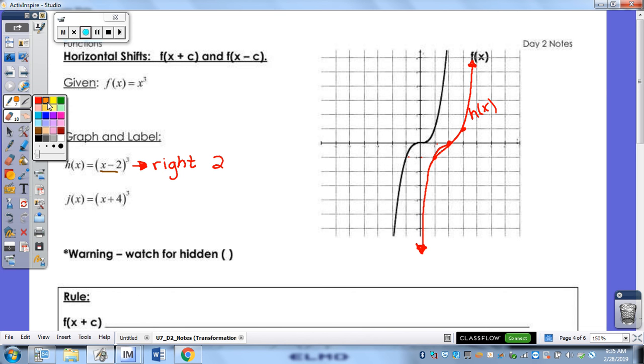So then our other one on there, the x plus 4, again, it's going to be the opposite of what you think because the formula is generally a subtraction. So that means you got to negate them. So plus 4 actually means you're going to move to the left 4. So 1, 2, 3, 4.